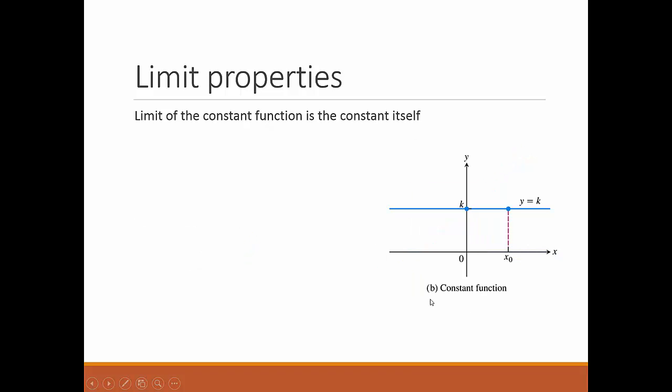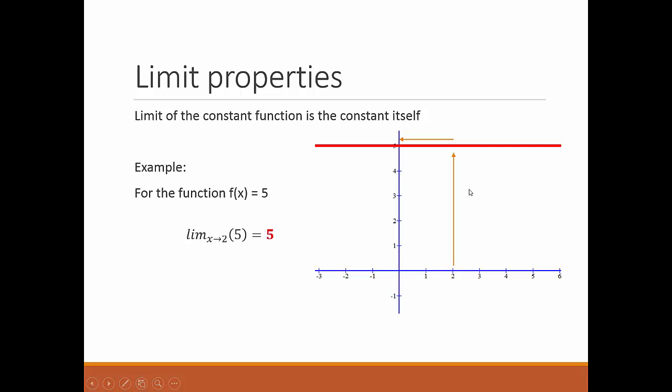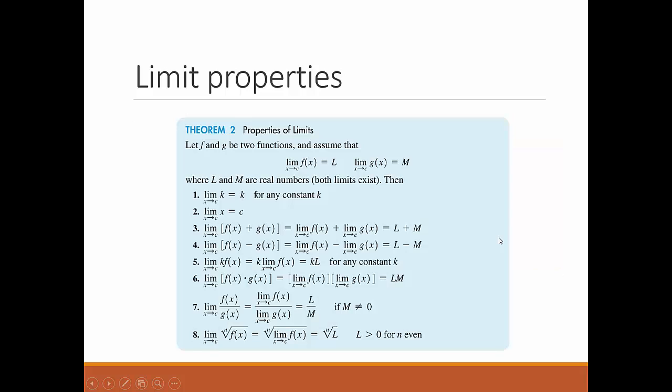If I have a constant function, notice no matter where I'm at, it doesn't matter which x I'm approaching, my function's going to always be approaching this constant value itself. So if I had the limit of 5 as x approaches 2, in other words that's y equals 5, by the graph, I can see as I'm approaching 2 or as I'm approaching any number, the value of the function is 5. Here are some properties of limits.